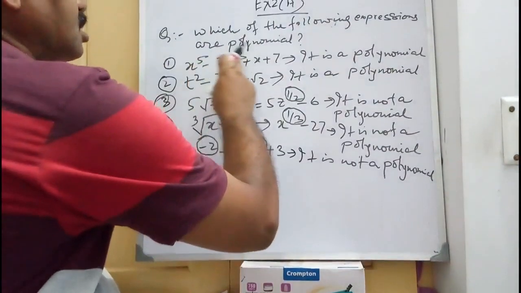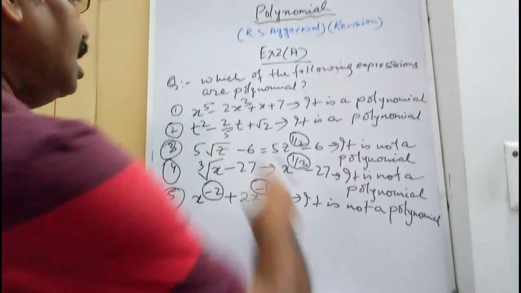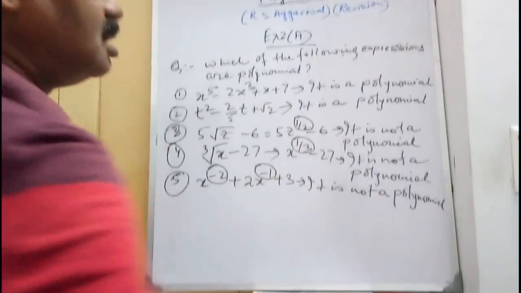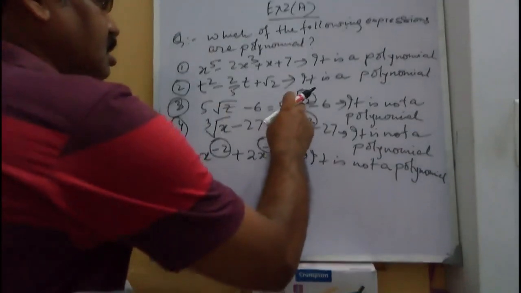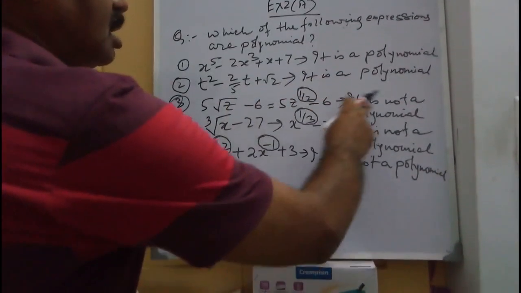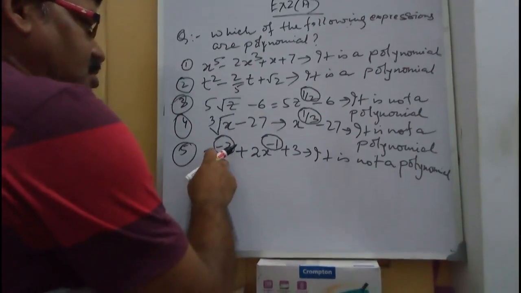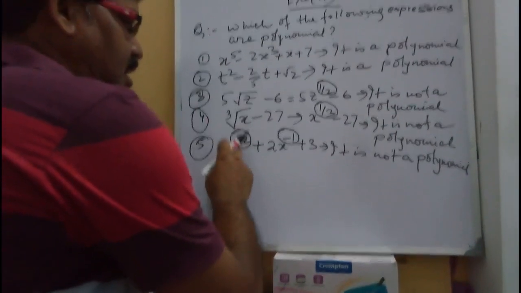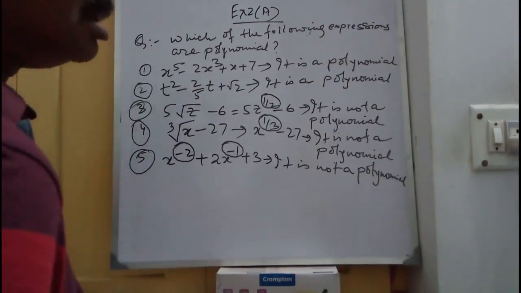So when it contains non-negative integral power, then the expression becomes a polynomial. In this case, the variable contains rational power, so it is not a polynomial. In this case, the variable contains negative integral power, so it is also not a polynomial.